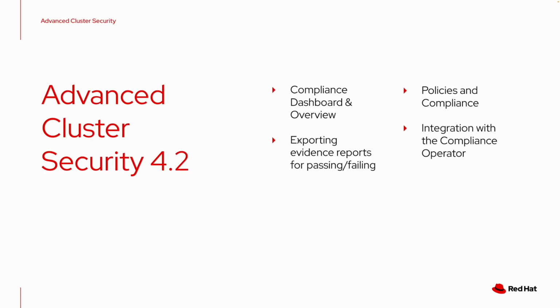The four things that we're going to go over are first, an overview of compliance, the dashboard, and the UI. Secondly, we'll go over exporting evidence reports for passing and failing. Third, we'll show you how policies inside the ACS policy engine are correlated to certain rules inside compliance standards. And then lastly, we'll show you the integration with the OpenShift compliance operator.